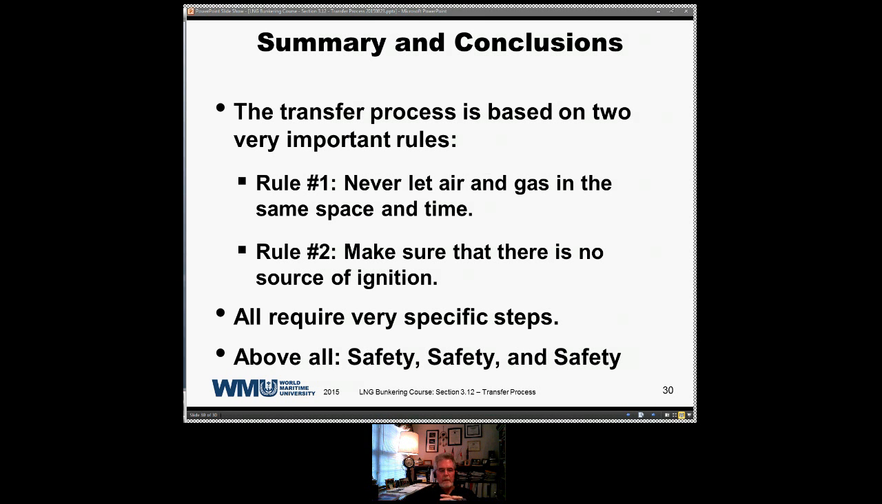If we begin to think that we know it all or we've got this all memorized, you find that this is where accidents occur. So we have to pay very, very close attention to steps, regardless of how many hundreds of times it may have been. Above all is safety, safety.